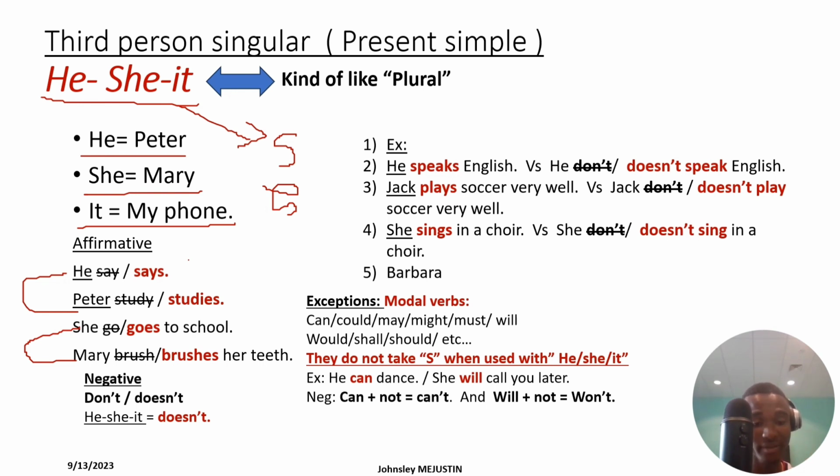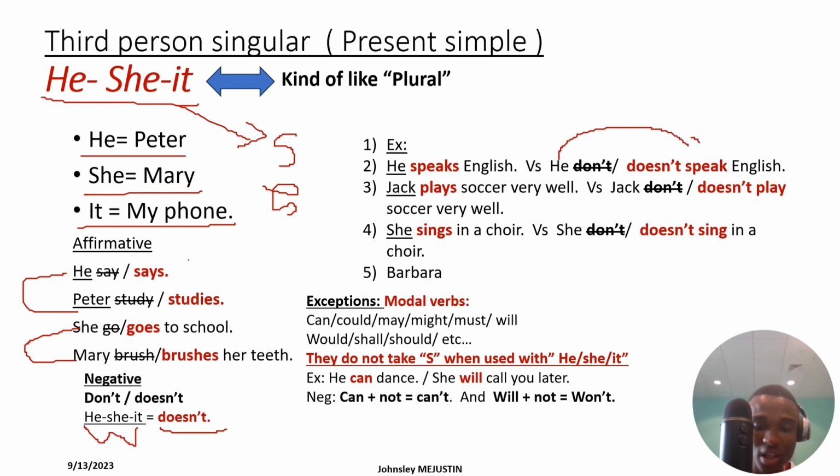And for the negative, you say don't or doesn't. But with he, she, or it, we say doesn't. When I have he, don't say he don't. Don't say she don't. Don't say it don't. No, he doesn't. She doesn't. It doesn't. For example here, he speaks English. You see, after he, the verb takes s. He speaks English, and the negative is he doesn't speak English.